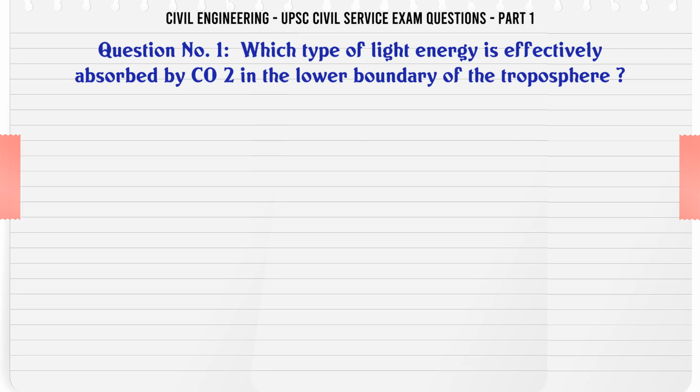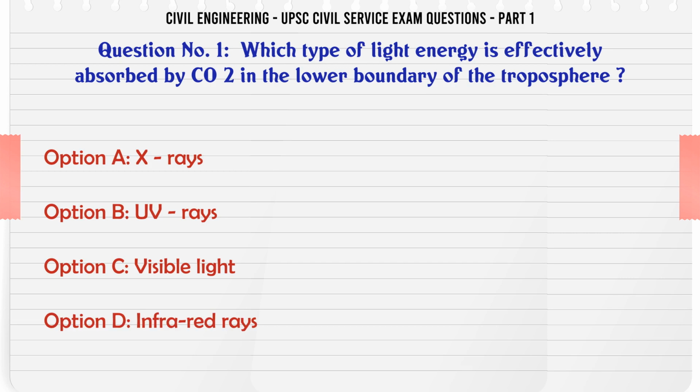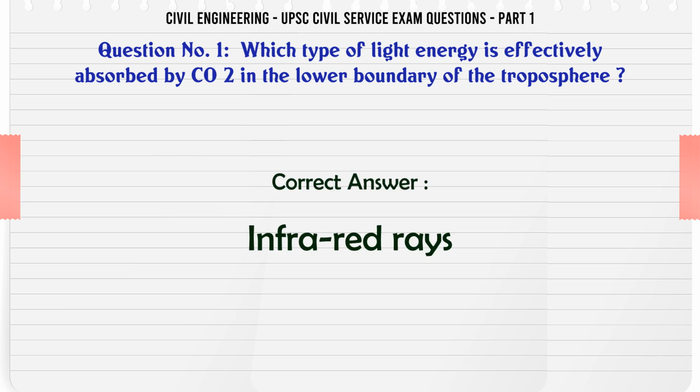Which type of light energy is effectively absorbed by CO2 in the lower boundary of the troposphere? A. X rays. B. UV rays. C. Visible light. D. Infrared rays. The correct answer is infrared rays.